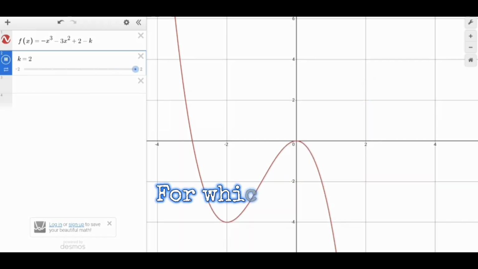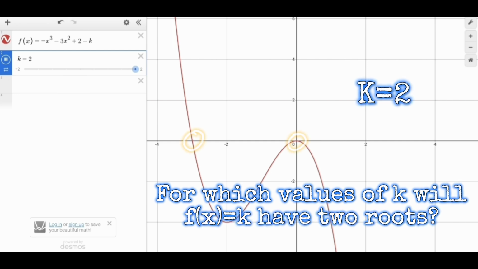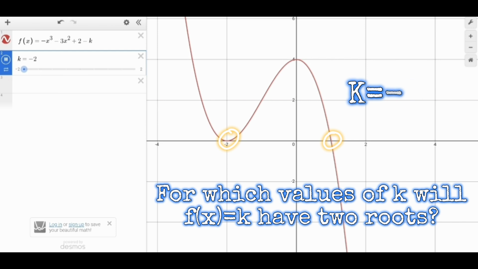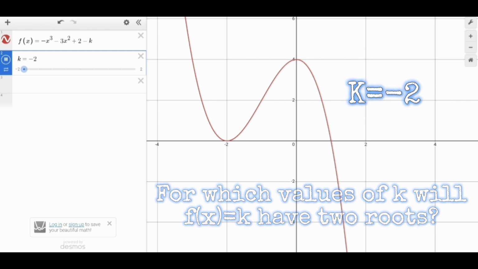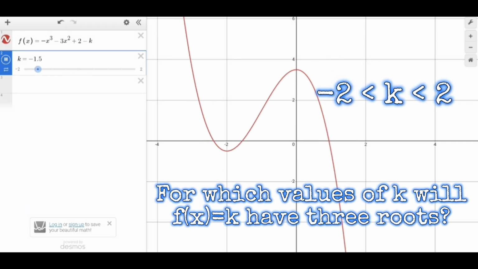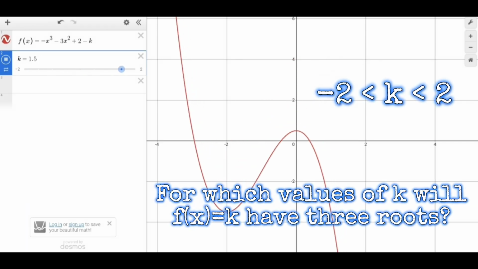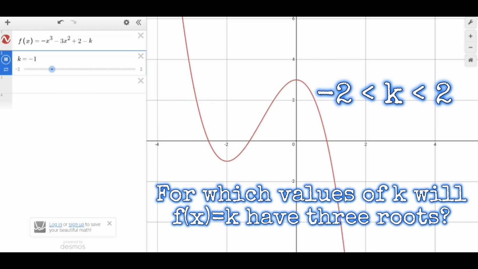The easiest one of the 3 is if they just ask you for 2 roots. So then the answer is always k is equal to the one turning point, or k is equal to the other turning point. So in this case, k is equal to -2, or k is equal to 2 will give me 2 x-intercepts. Lastly, if they ask you for 3 roots, the answer is always k lies between the y value of the 2 turning points.